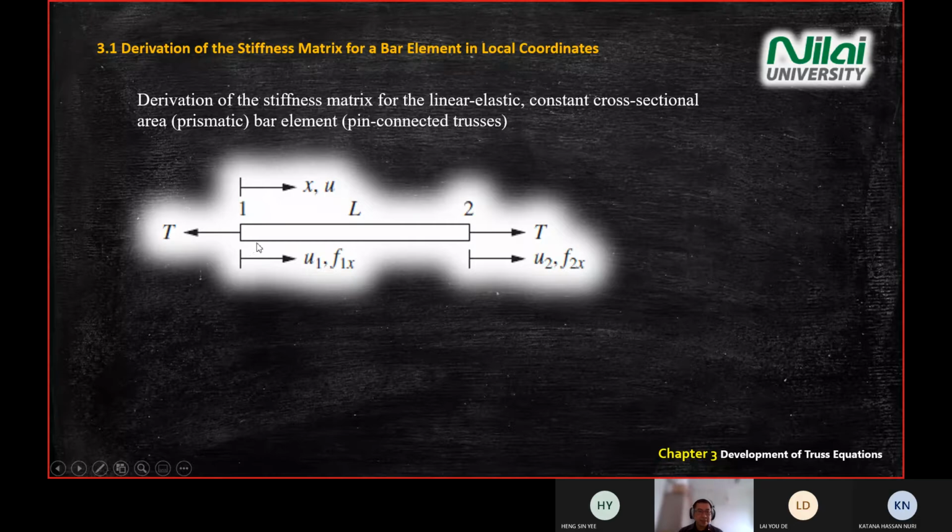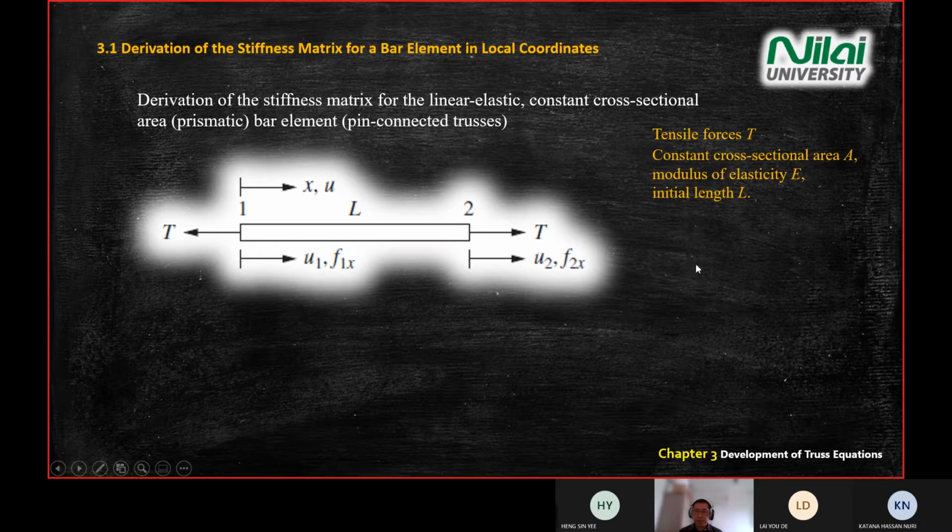And you have the x direction, and u is the displacement in the x direction. So you have the u1 displacement at point 1, and the local force at point number 1. Same with point number 2, you have the u2 displacement at point number 2, and the local force at point number 2 in the x direction. So these are all the general notations for the diagram.